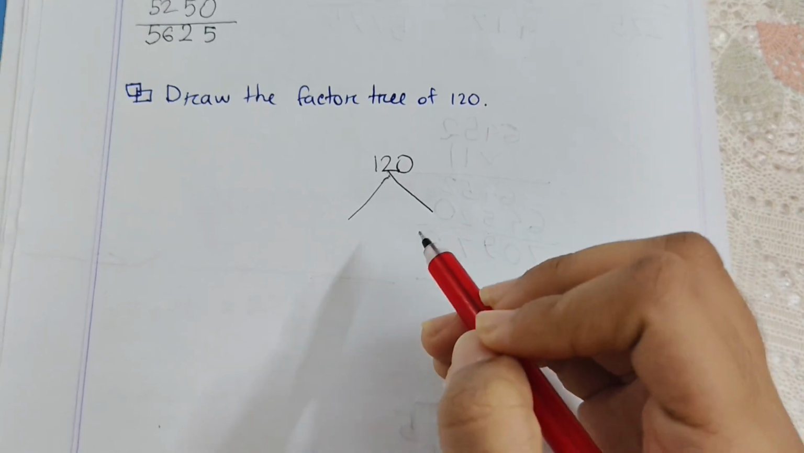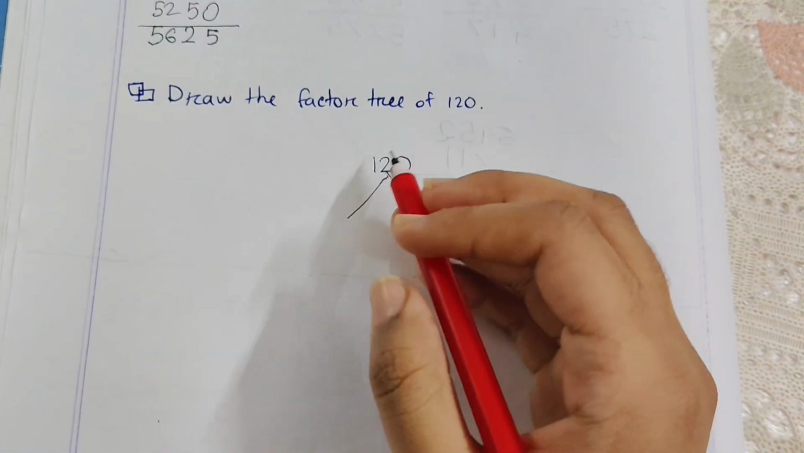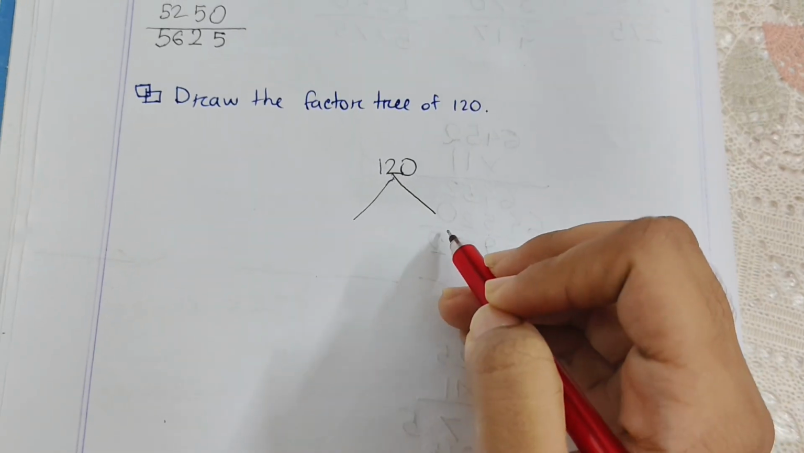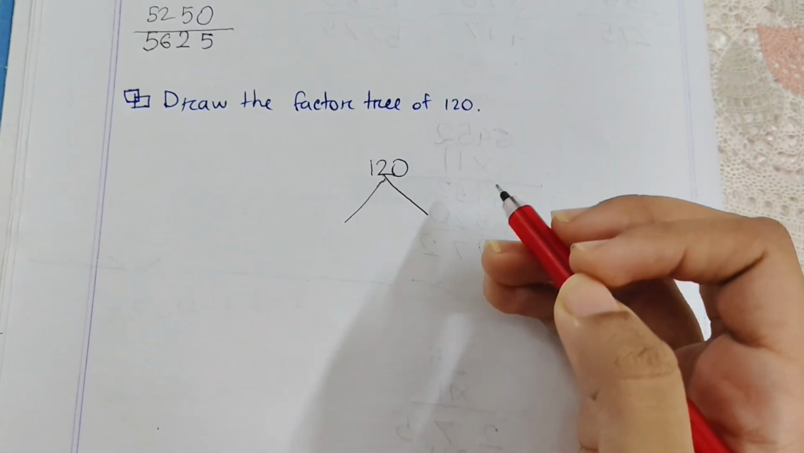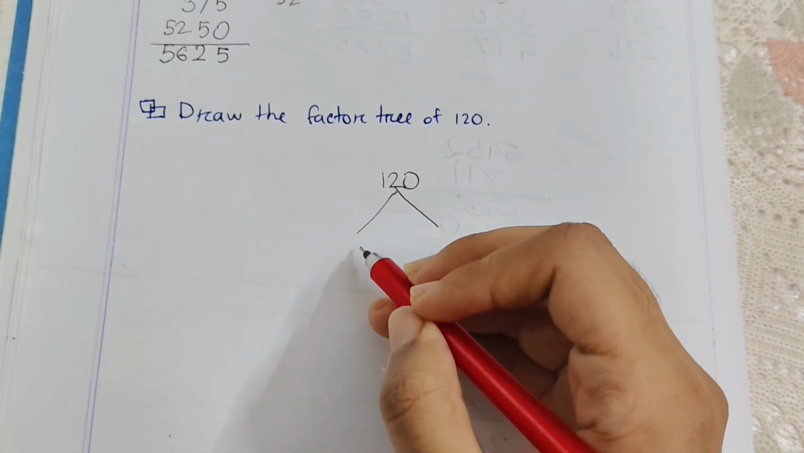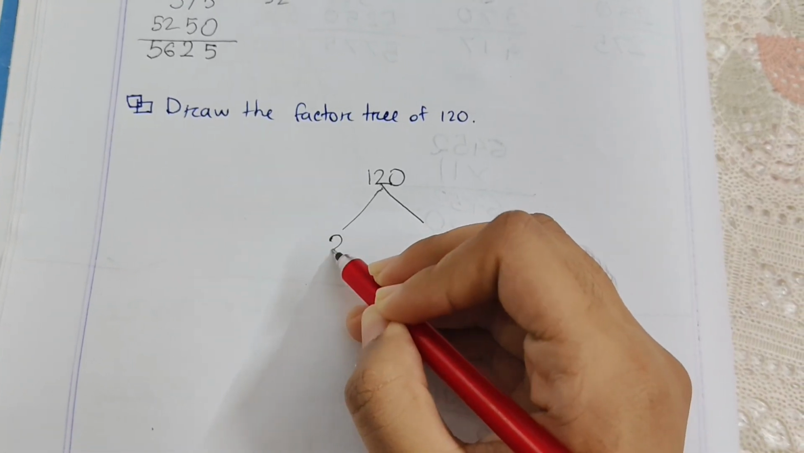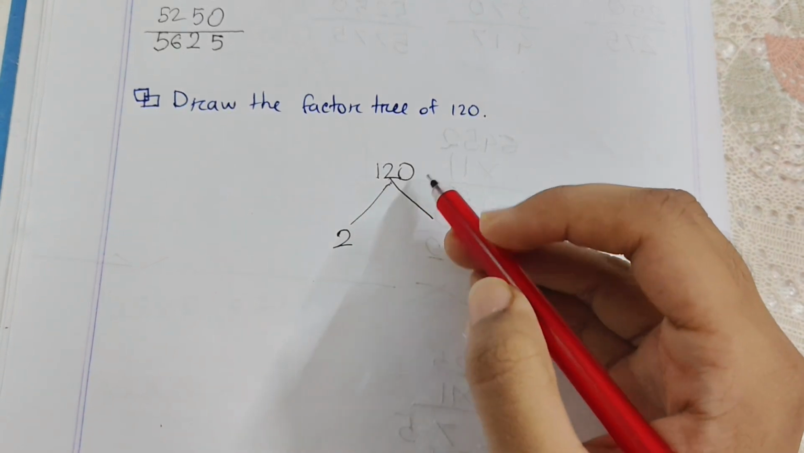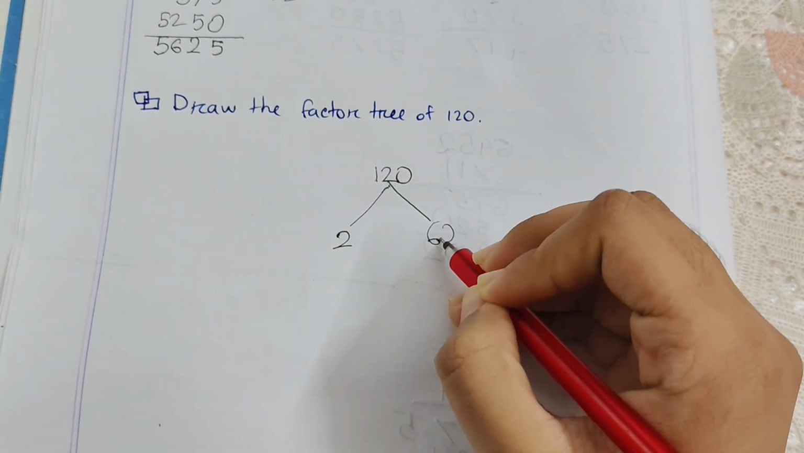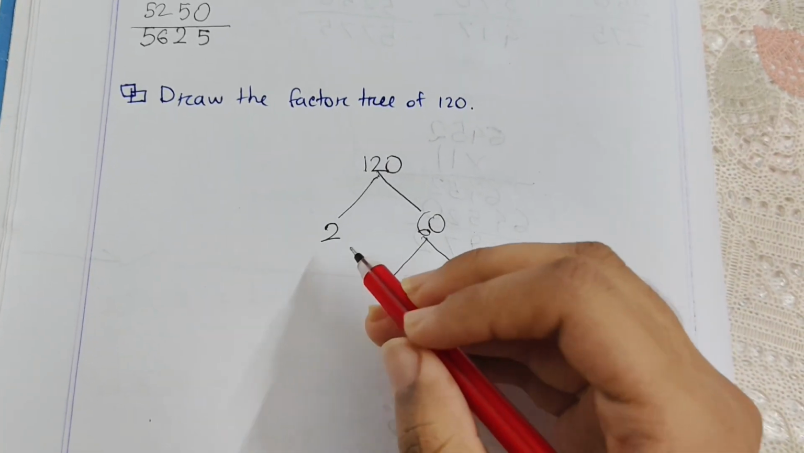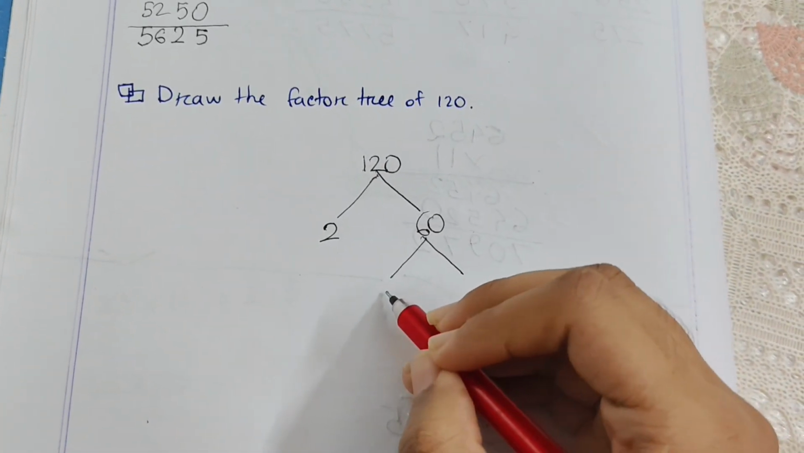Like, we first have to do the branches. And if they tell you to give 12 and 10 here and then do all the other stuff, then do that. Else, I'd suggest you go with prime numbers. So we give 2. 120 divided by 2 is 60. Again, until we get prime numbers only.